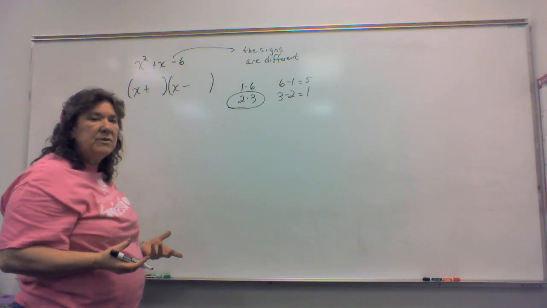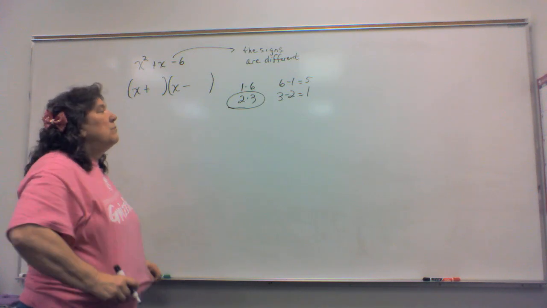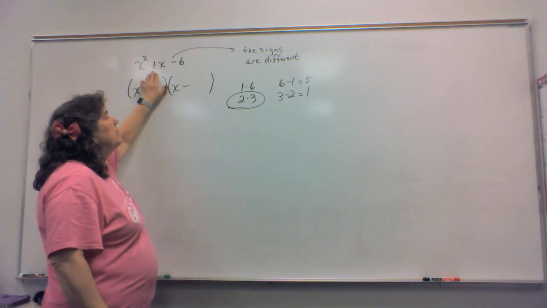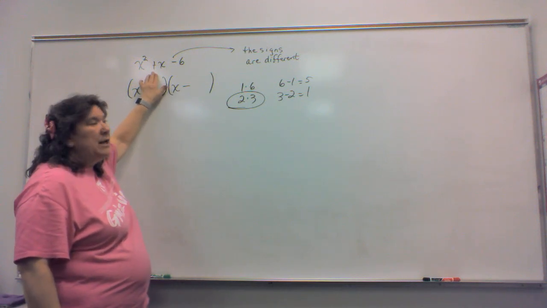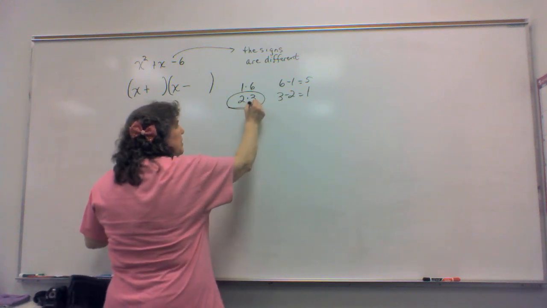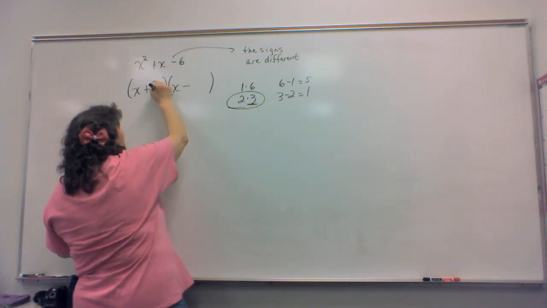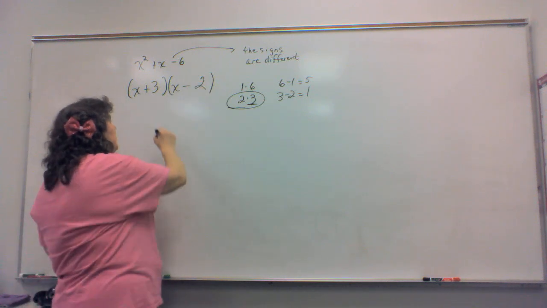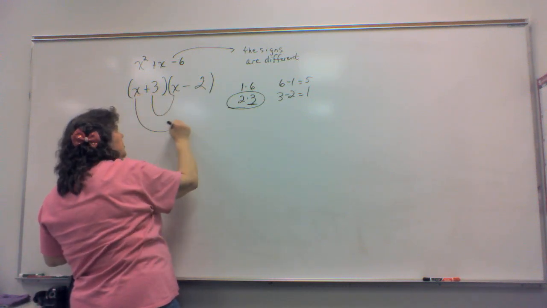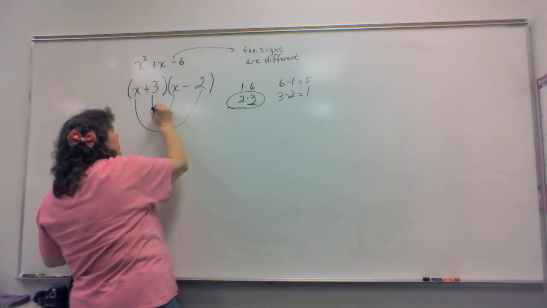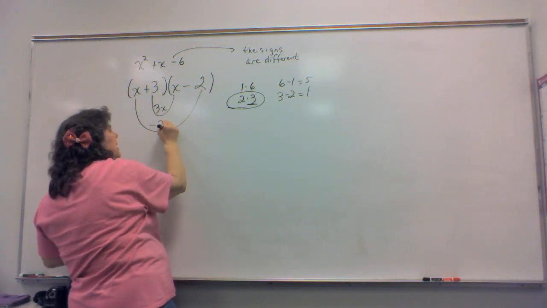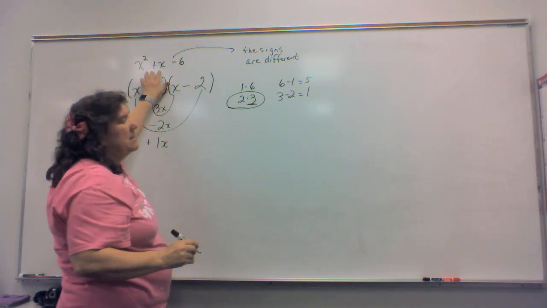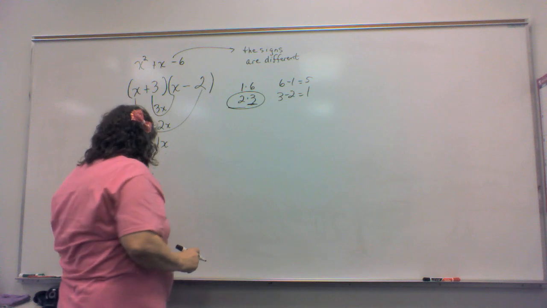Now, which one of those numbers will be positive and which one will be negative? Well, if my sign in front is positive 1, that means my larger number has to be positive, and my smaller number will be negative. And again, if you check your smile and the chin, it should give it to you. 3x minus 2x gives you a positive 1x, which is exactly what we had up there. Okay?